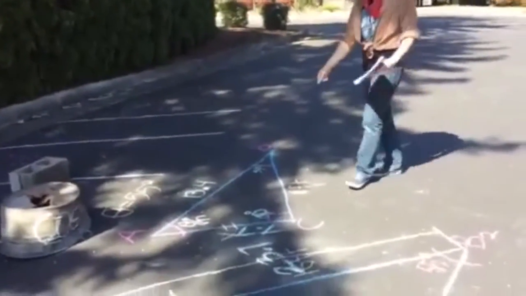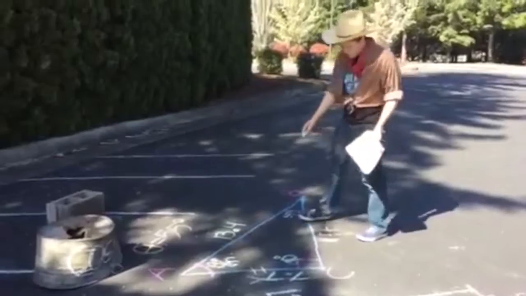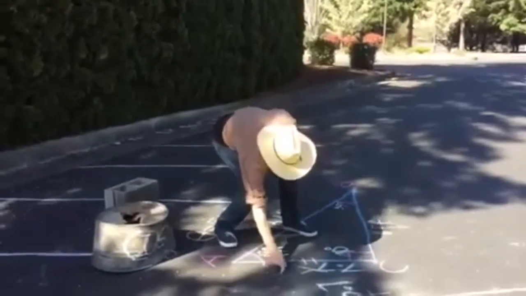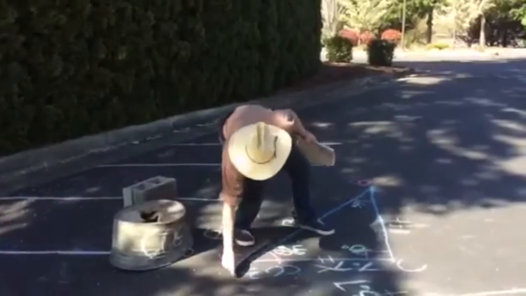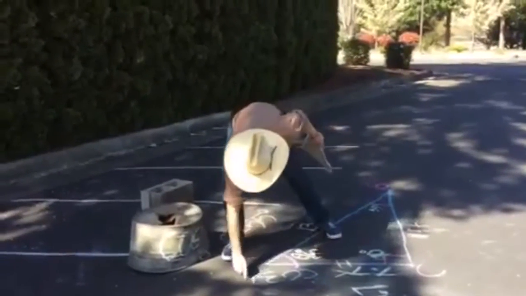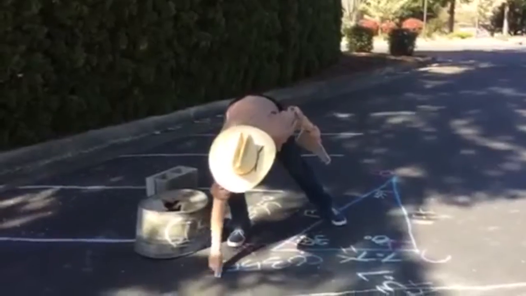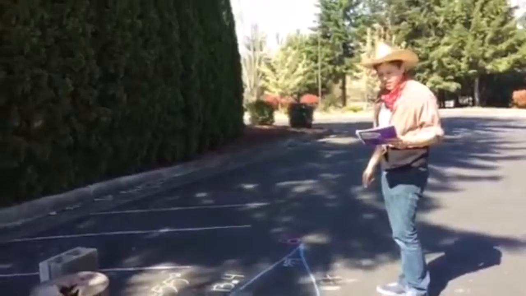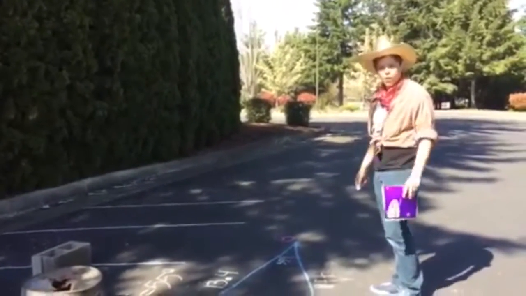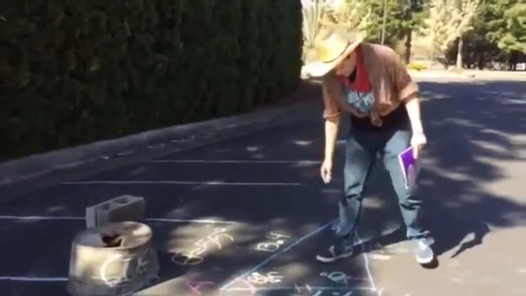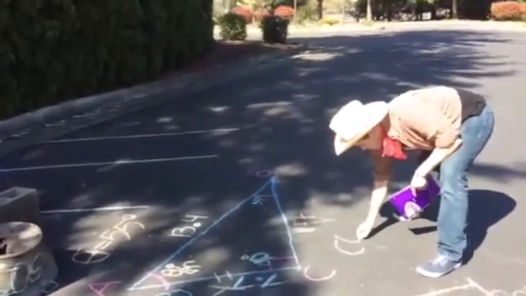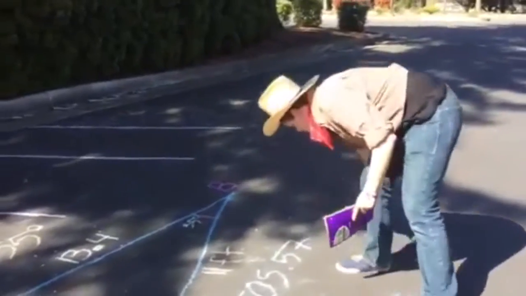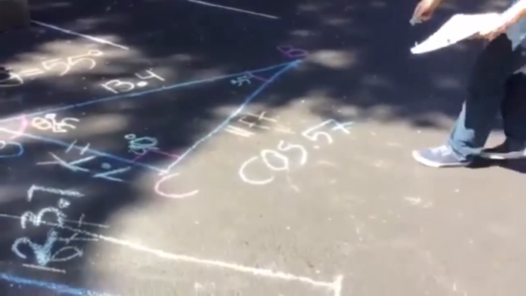Let's start with our first triangle. Instead of taking the tangent, we're going to take the cosine of 55. And that comes out to be roughly 0.57. So we have the cosine of 0.57.